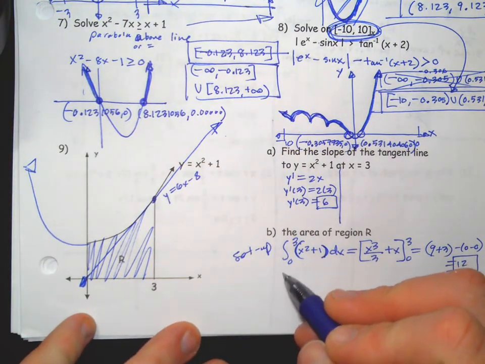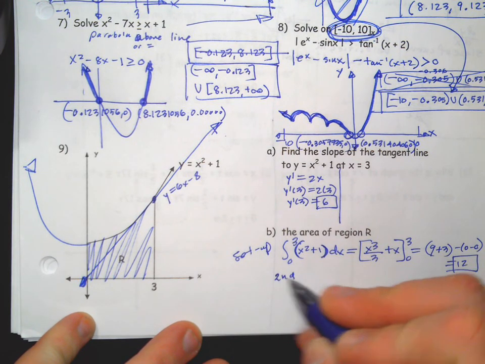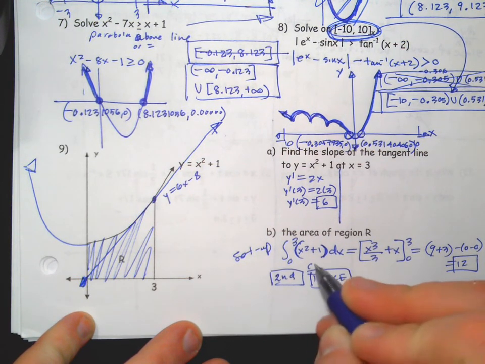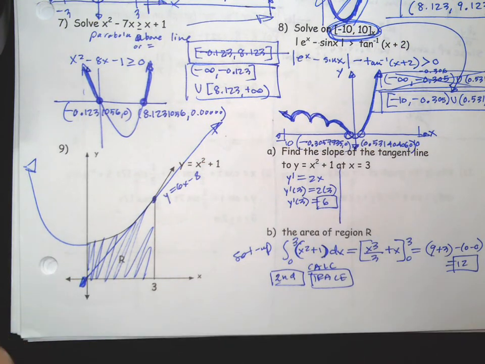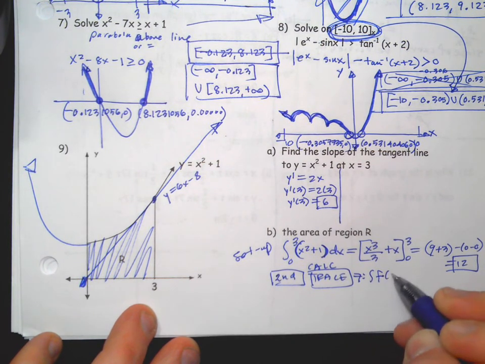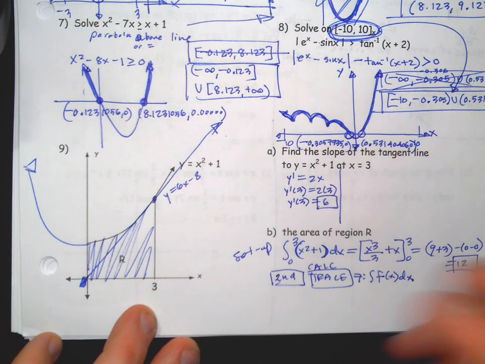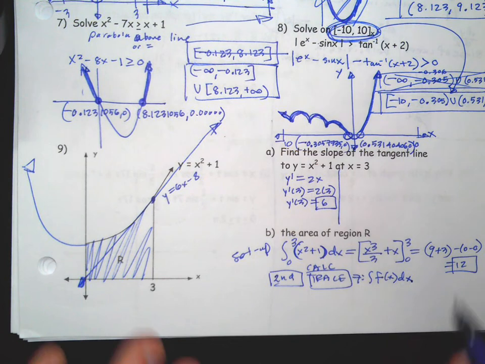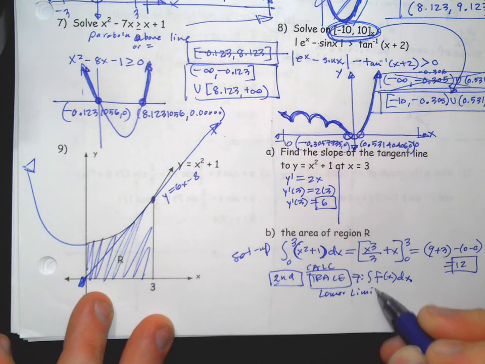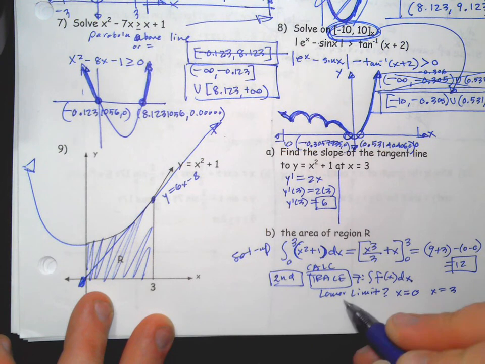So on the graphing calculator screen, you go second trace, which takes you to the calculate menu. And then you do number 7, f of x dx. And you have to say lower limit x equals 0, and then x equals 3 for upper limit.